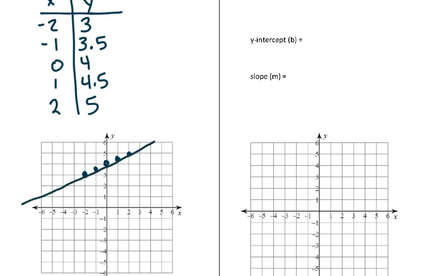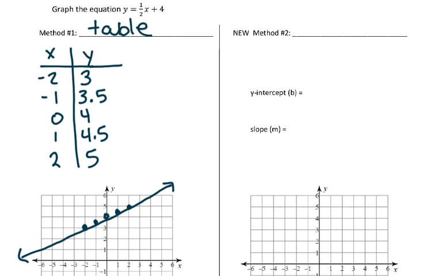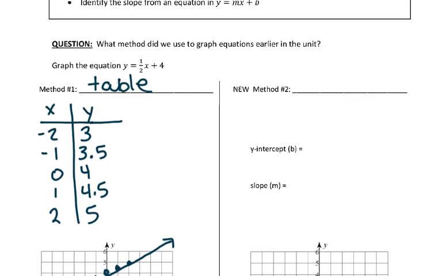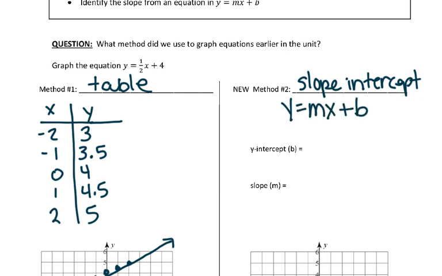We took our ruler, we drew our line, we put arrows. That method will always work. But we do have a new method, and this is going to be using slope-intercept form. And that is when you have the equation y equals mx plus b.